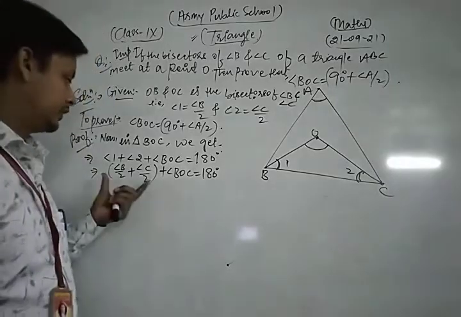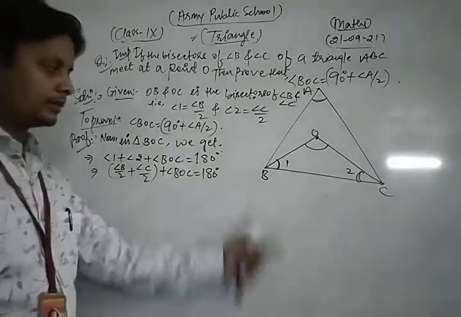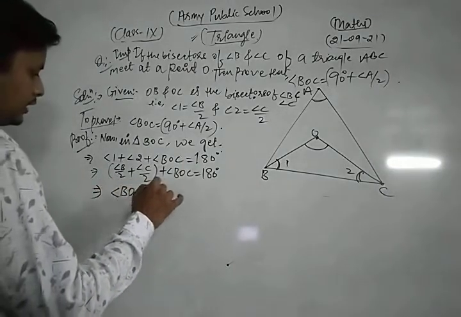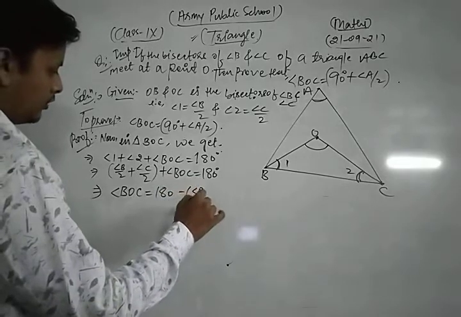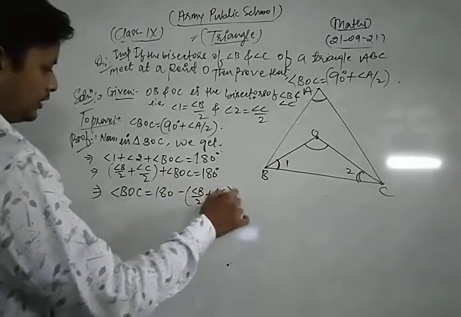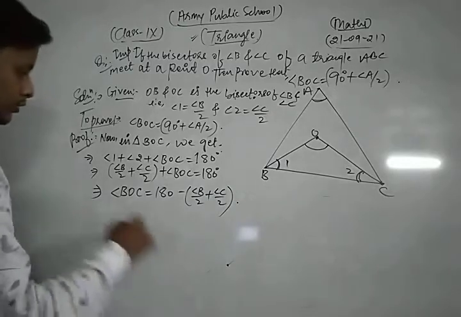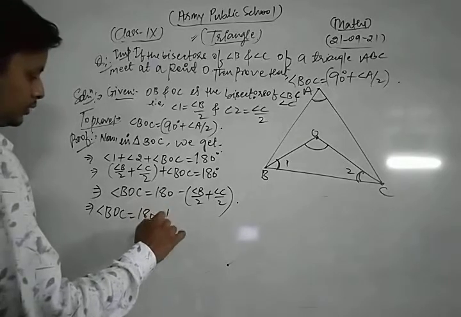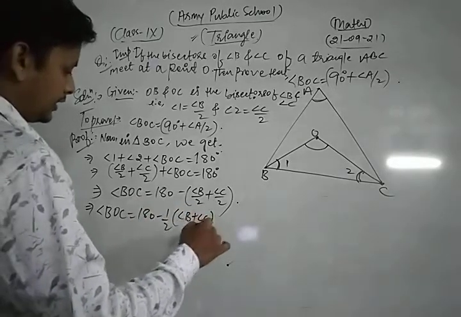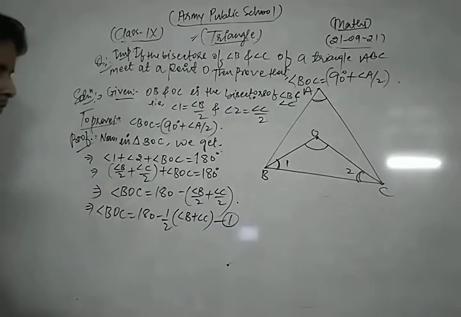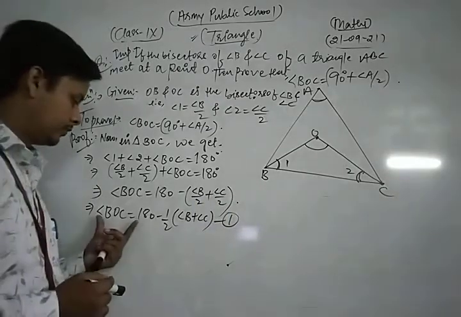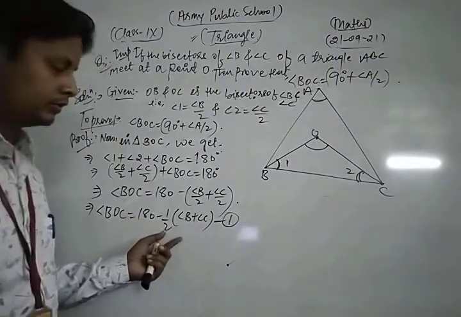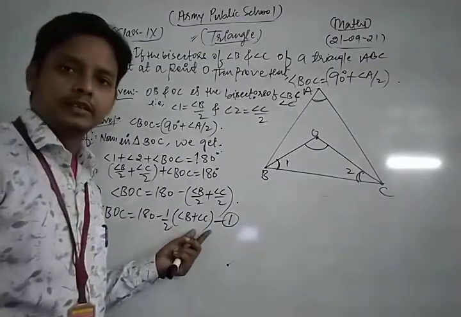Okay. Now we just transfer angle B by 2 plus angle C by 2 to that side. So we get angle BOC is equal to 180 minus the sum of angle B by 2 plus angle C by 2. Now from there we can also write 180, taking minus 1 by 2 as common, so we get angle B plus angle C. We take this as equation number 1. Okay, so we just write angle BOC is equal to 180 minus half of angle B plus angle C.